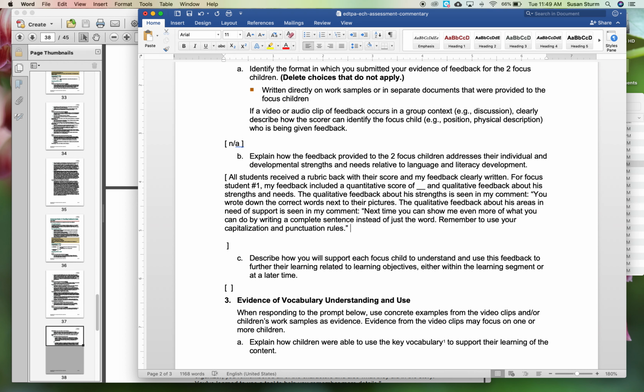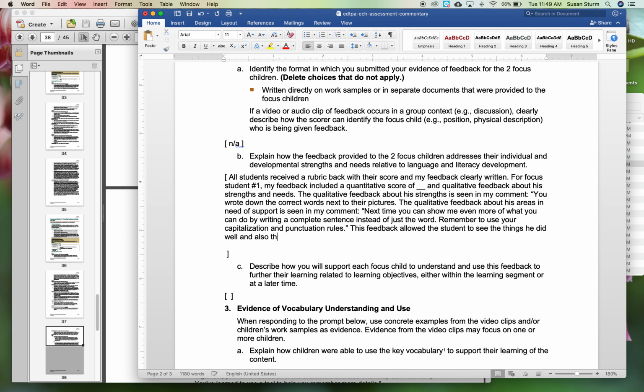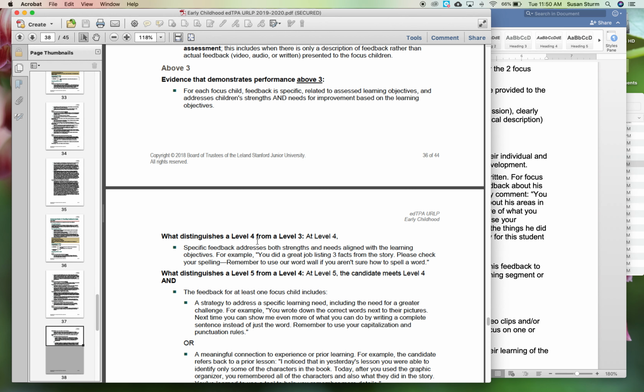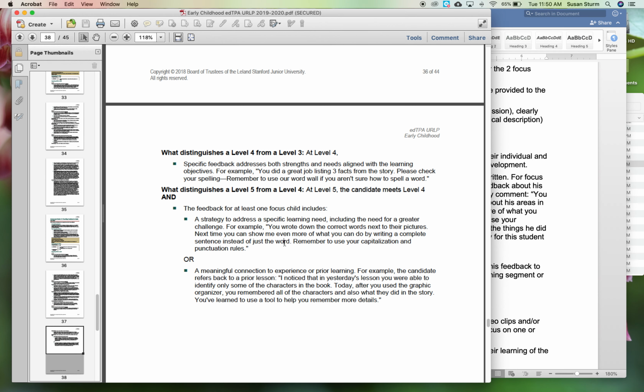So then I would sum it up by saying this feedback allowed the student to see the things he did well and also the ways that he could improve. Additionally, I provided a strategy for this student, and then this would be the level 5 one.